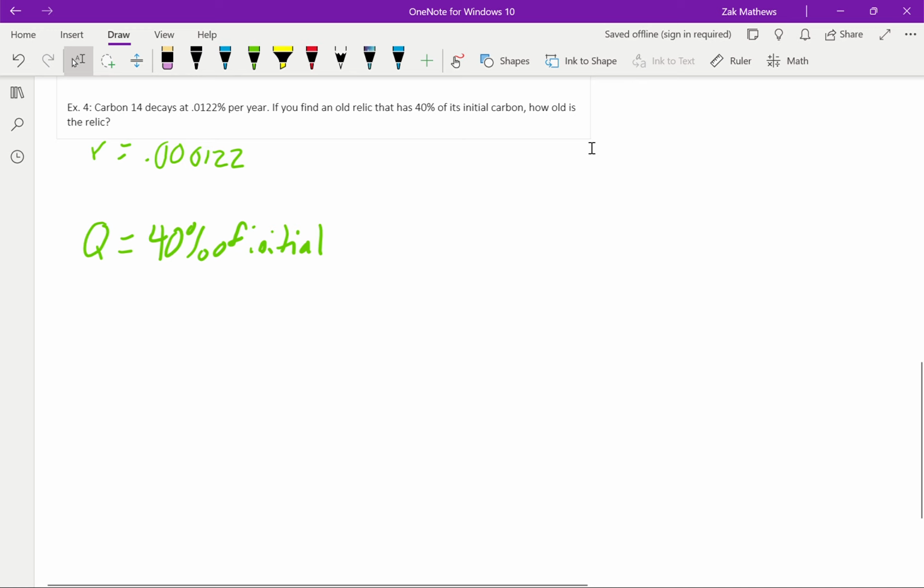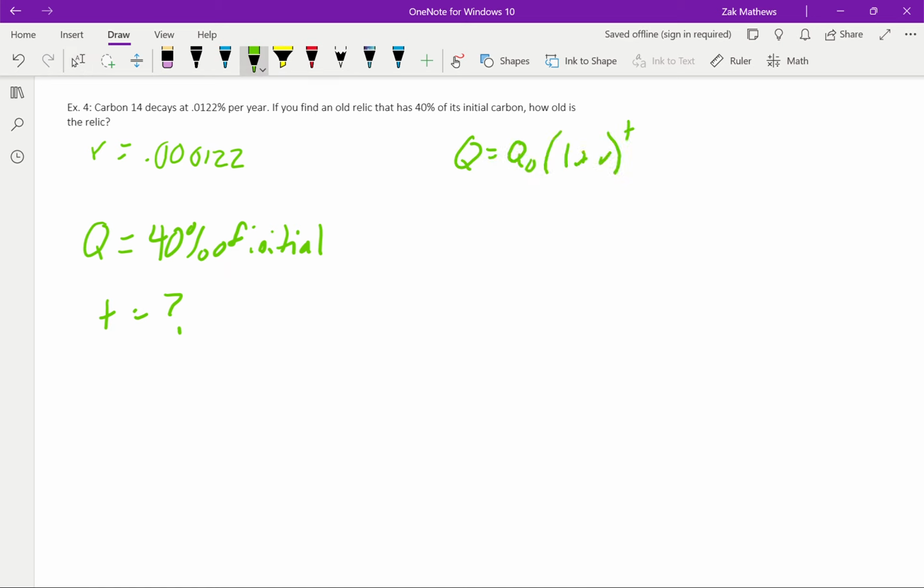We want to know how old the relic is. So it's actually the time that we're looking for here. But there does seem to be a missing piece. Remember our formula, Q equals Q naught, 1 plus the rate to the T power. It seems like I'm not given a Q naught, a starting point. Notice that this was kind of awkward. We weren't given a number here. We're given that the Q is 40% of the initial. So we're dealing with a percentage of how much we started with.